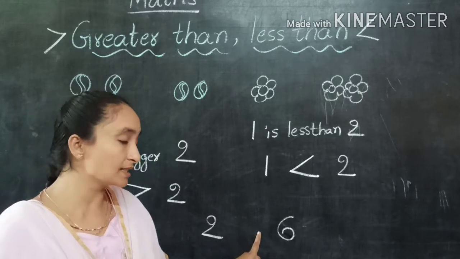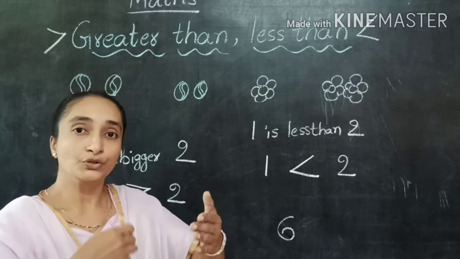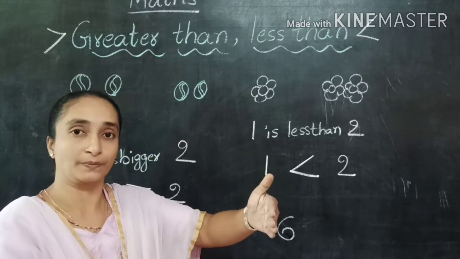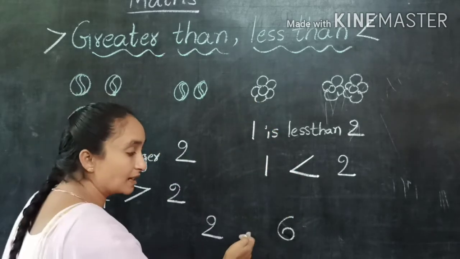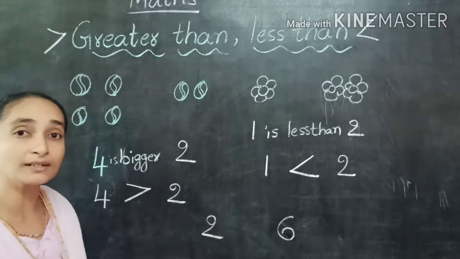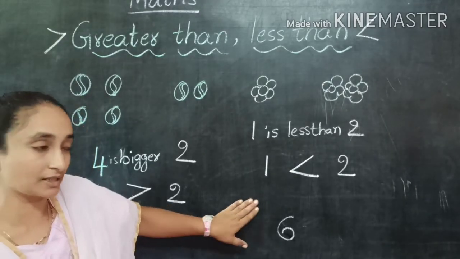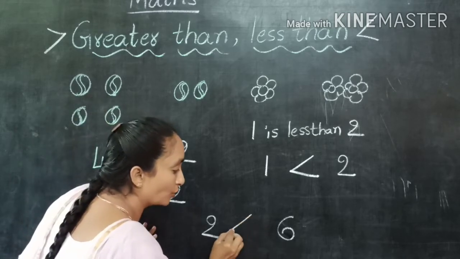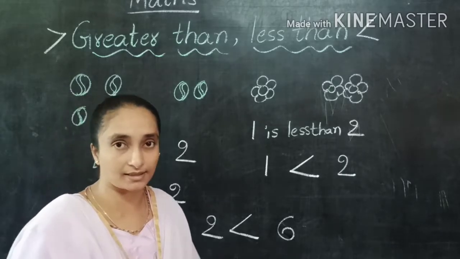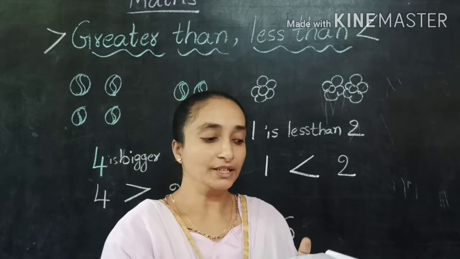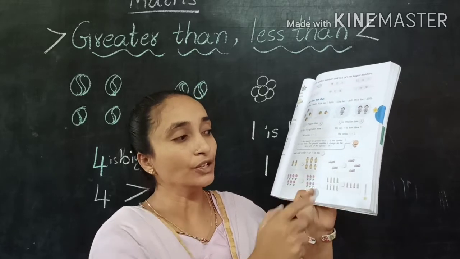So 2 is less than 6 here, not greater than 6. 6 is the big number, 2 is the smaller number. So this is less than. For less than, which side symbol will you get? Yes, the left side open symbol. So like this we can put the symbol: 2 less than 6. So the first one has been finished for you, and the second one you have to do.